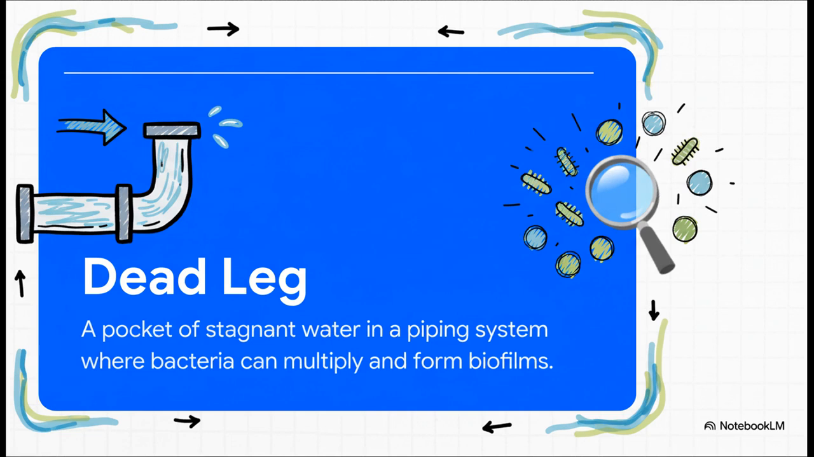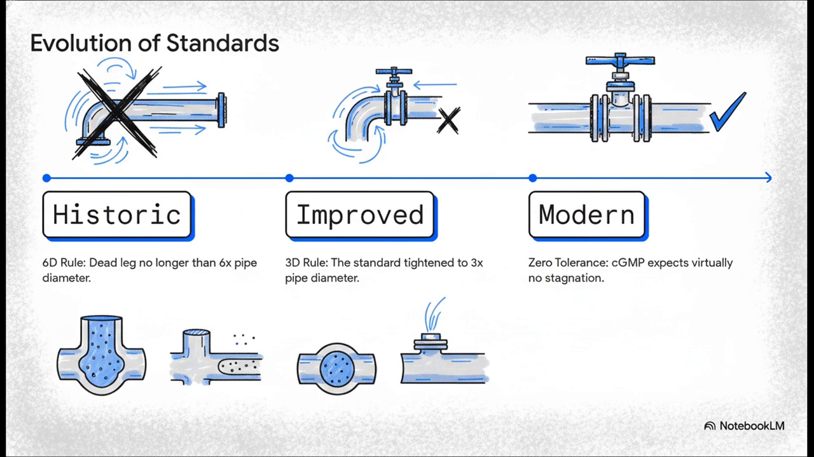So, what is a dead leg? Well, it's any little section of a piping system where water gets trapped and just sits there. It stagnates, and that creates the absolute perfect breeding ground for all sorts of nasty contaminants. What's really fascinating is watching how our standards on this have evolved over time. I mean, we started with what was called the 6D rule, basically saying a dead leg couldn't be longer than 6 times the pipe's diameter. Okay, better than nothing. Then we got a bit stricter with the 3D rule. But today, under modern CGMP, that's current good manufacturing practices, even that's not going to cut it. The new gold standard is, you guessed it, zero tolerance for stagnation, period.